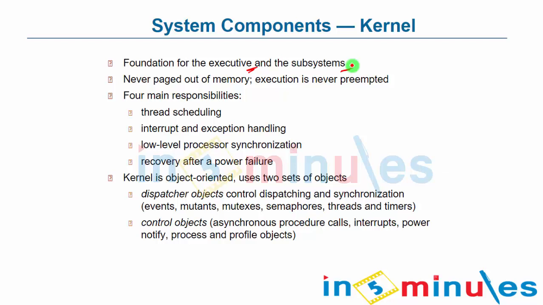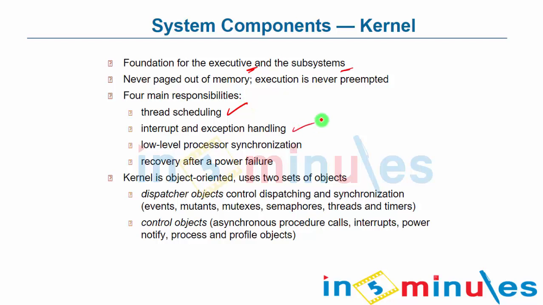Let's understand, kernel has 4 major responsibilities. Thread scheduling. Let's understand, Windows 7, like other prior versions of Windows, is also multitasking. The term multitasking comes with the multi-threading facility. The obvious thread scheduling and managing would be the first responsibility of the kernel.